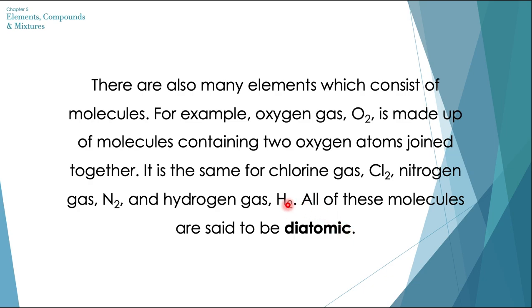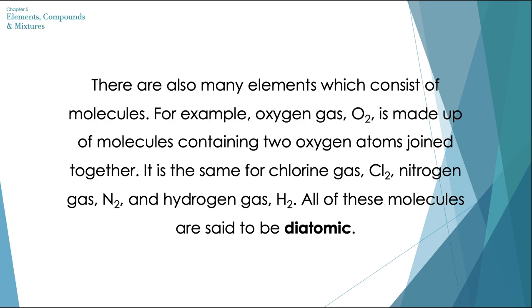Like hydrogen is made up of two atoms of the same element, which is hydrogen. That is why this molecule is also called hydrogen. If it was made up of atoms of different elements, then it would have a different kind of name, like methane, ammonia, carbon dioxide, water. These are different names which are not found in the periodic table because these are not represented by a single element, whereas these molecules are represented by a single element, like oxygen, nitrogen, and hydrogen, because they are made up of atoms of the same element. So such molecules which are made up of two atoms are said to be diatomic.